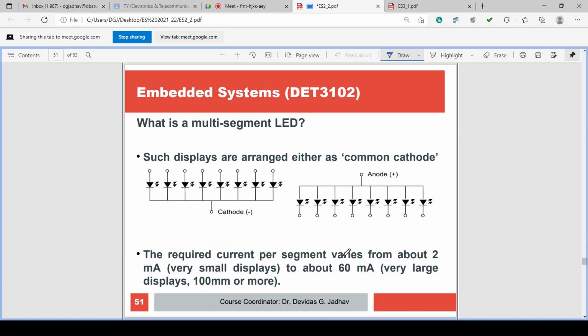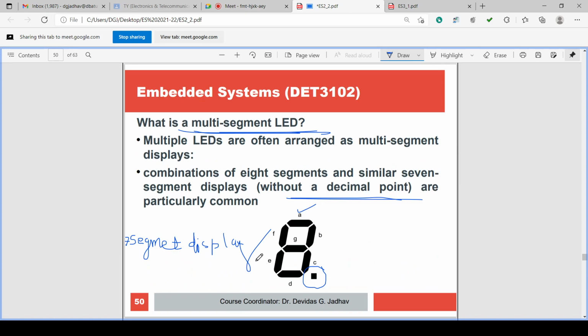Same thing we are continuing next time. Here we discussed the structure of the 7-segment LED just to understand how it is operated. The structure of the 7-segment LED we have discussed.